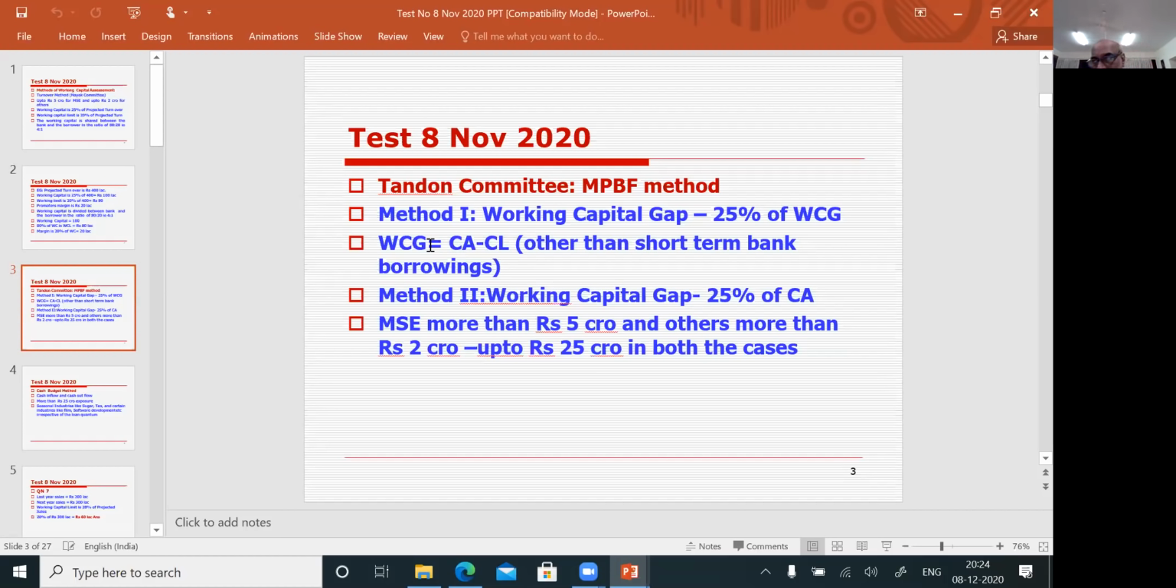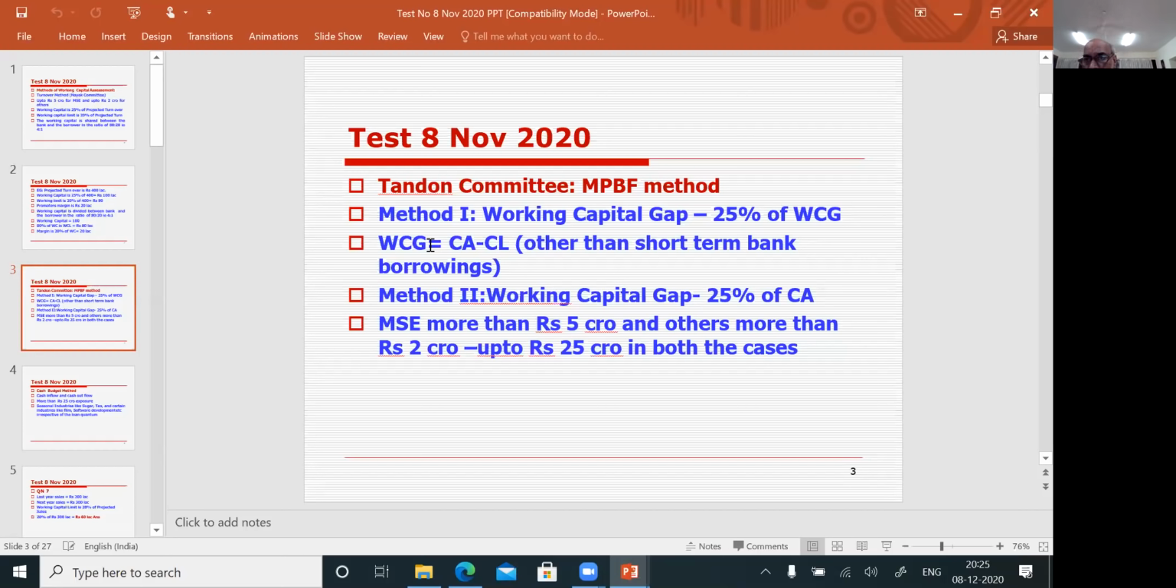Again I repeat, as per the Tandon Committee, that is the MPBF method, in the first method the working capital limit released by the bank will be the working capital gap minus the margin of the promoter. What is the margin of the promoter? If they ask in the exam, it is 25% of the working capital gap. What is working capital gap? Current asset minus current liability other than short-term bank borrowing. Very simple. Then method 2.